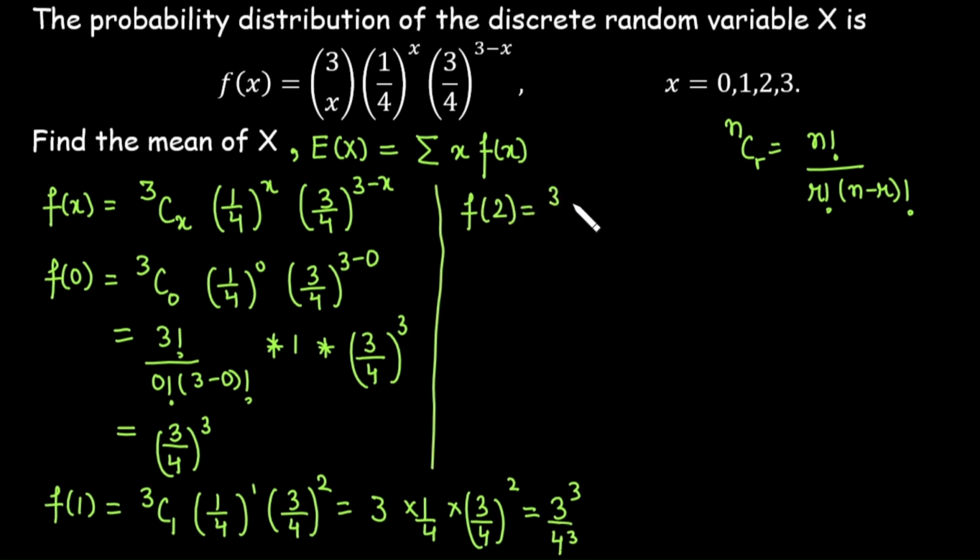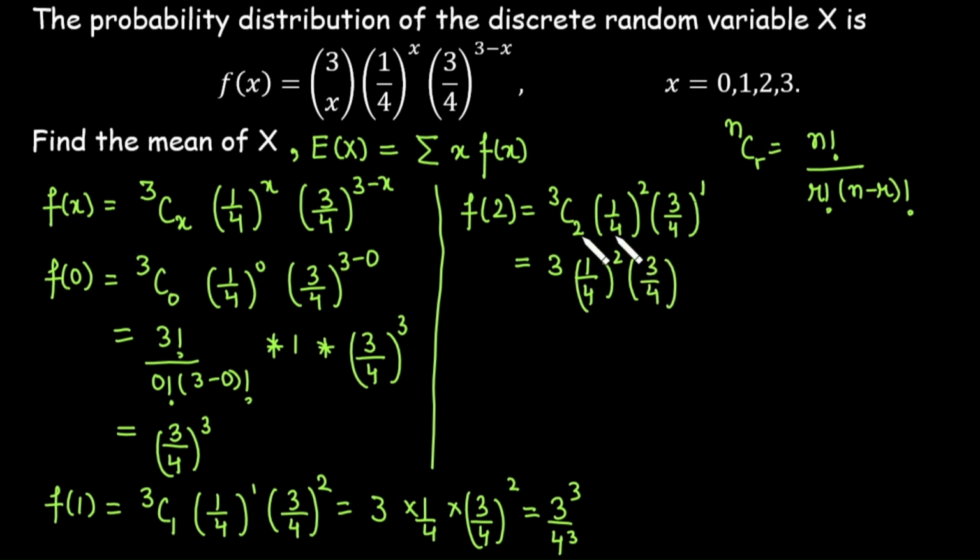Now what is the value of f2? That is 3c2, (1/4) square, (3/4) power 3 minus 2, that becomes 1. 3c2 is equal to 3. This is (1/4) square into 3 by 4 as it is. More simplify this, that is equal to 3 square upon 4 cube.